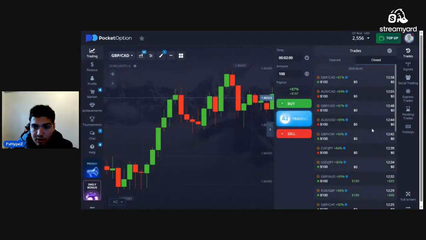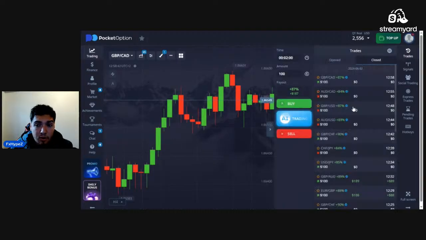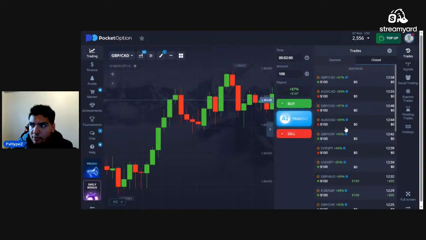1, 2, 3, 4, 5, 6, 7 losses. I miscounted. 7 losses in a row using the AI trading feature. That's insane. And this is trading the real markets, by the way, the real live markets. Okay, as you can see, each trade has the little AI logo next to it.